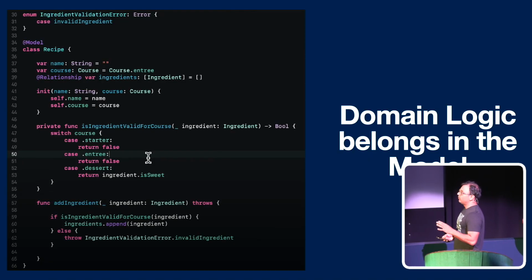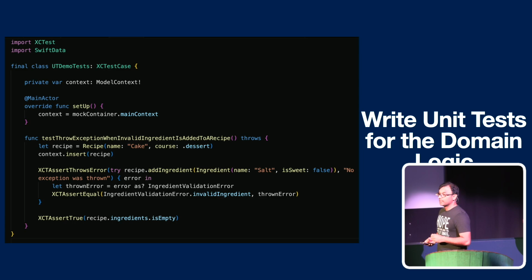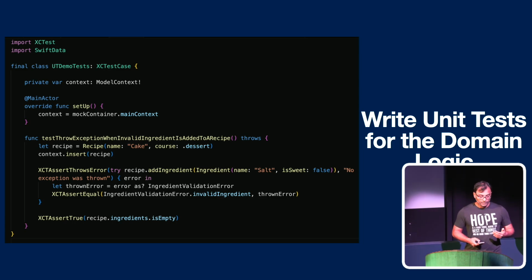For SwiftData, one thing to remember is that your domain logic, not the presentation logic or validation logic or the transformation logic, the domain logic goes inside the model. You can see the model is called the recipe model, and I have the domain logic called isIngredientValid for course. That's the actual domain logic. That's the business rule. It goes right inside the model. There's no need for creating a view model in this case. Actually, I would even say that if you're using SwiftData and you use view models, you're going to get into a lot of problems. And then you can write tests for it.